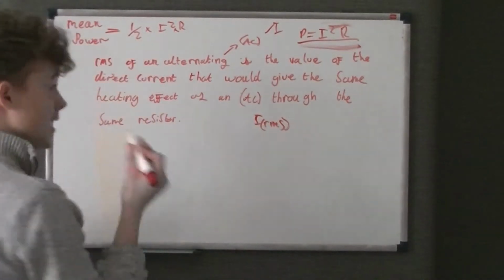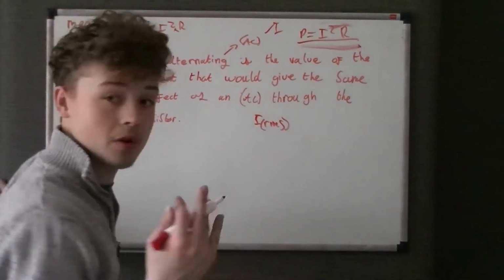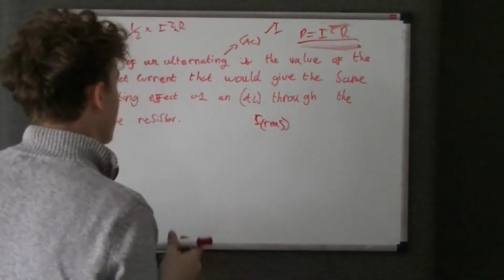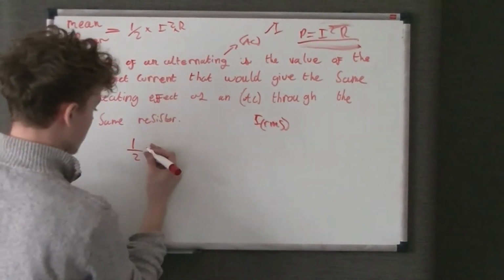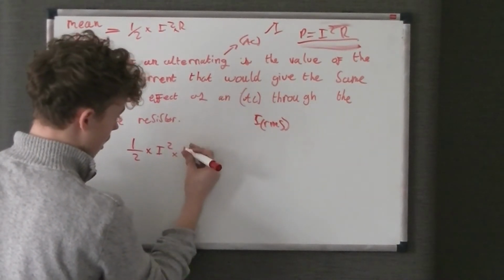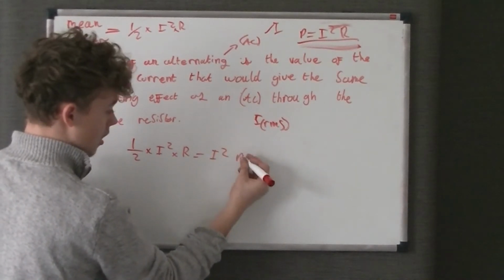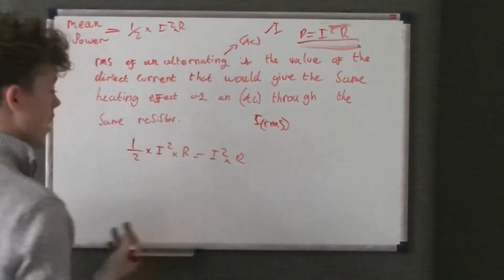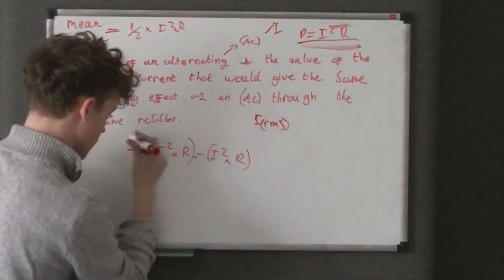The mean power of an AC current is the same power as a direct current would give through that resistor. Hopefully it's starting to make a bit of sense because I've gone through it a few times. So a half, which is this one, times I squared times R equals I squared R. So we've done that. I'll just put these in brackets so you don't get confused.